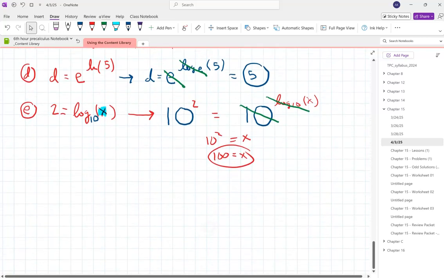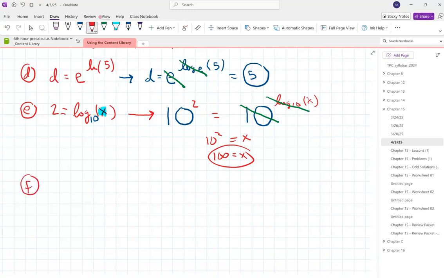And then our last one here says ln y is equal to 5. So again, I recognize the natural log. That's log base e. And what's going to cancel out log base e? Exponent base e. Excellent. Exponent base e.